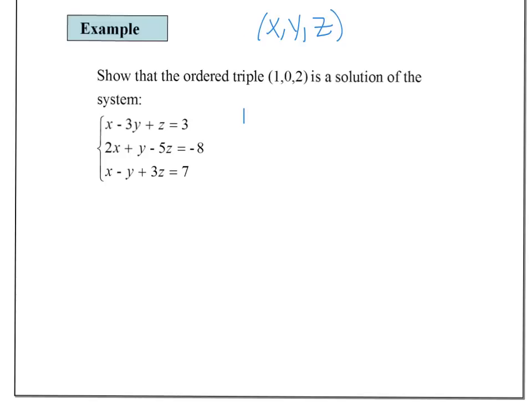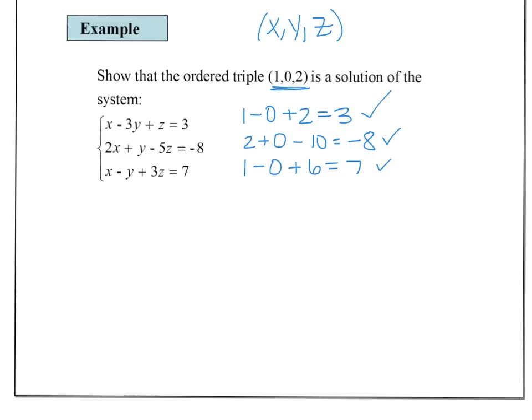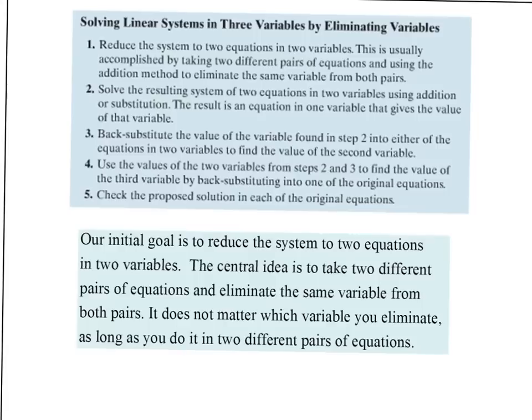So when I plug it in, I get 1 minus 0 plus 2. Does that equal 3? Yep. Then I have 2 plus 0 minus 10. Does that equal negative 8? Yep. And then I have 1 minus 0 plus 6. Does that equal 7? It does. So that means that this is a solution of the system because it works for all three.